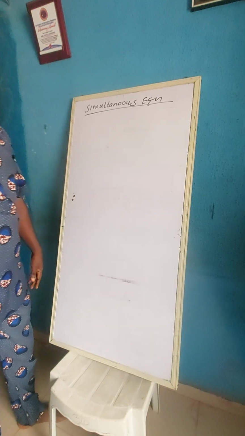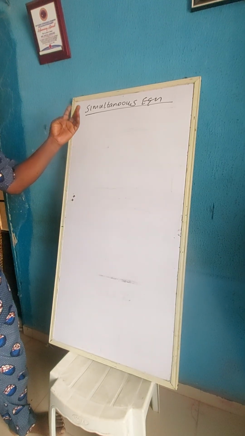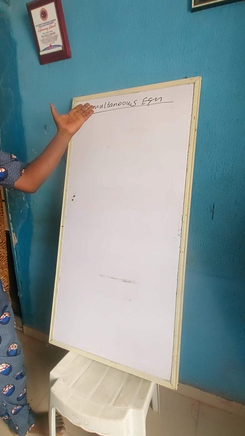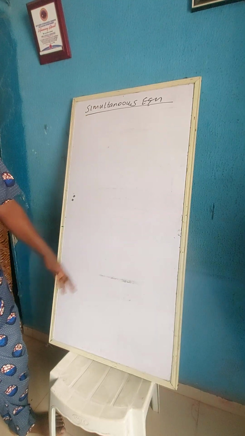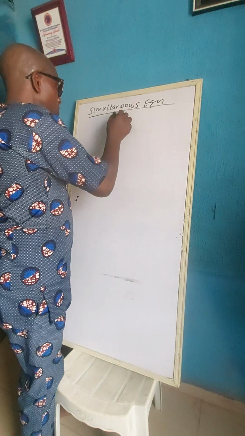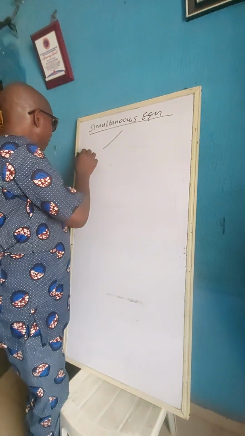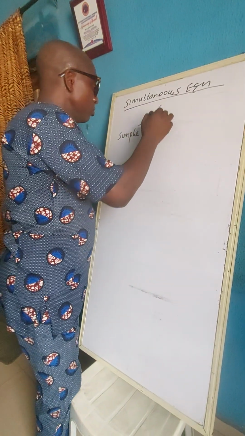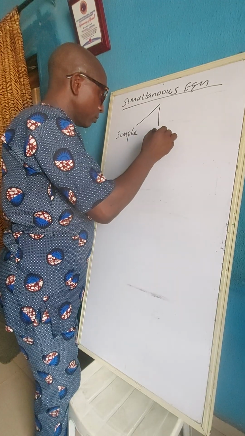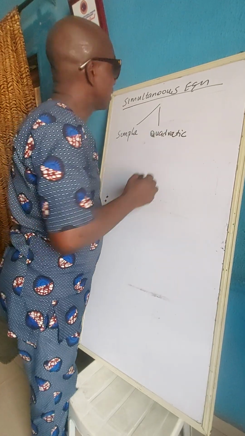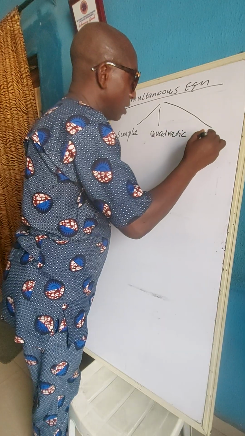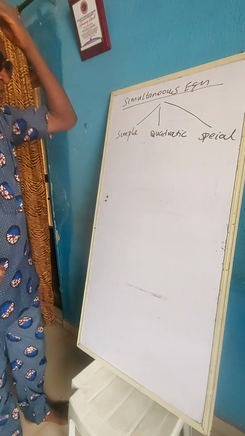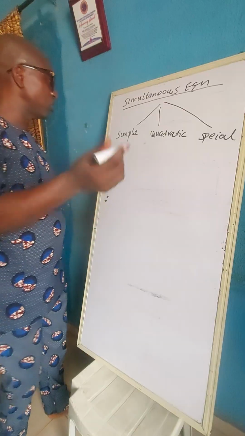Simultaneous equation. I told you this is the type of equation. The first one is the linear, simple equation. The second one, quadratic equation. The third one, simultaneous equation. That's what we want to do. I told you that simultaneous equation is divided into 3. We have simple simultaneous equation, quadratic simultaneous equation, and we have special simultaneous equation.